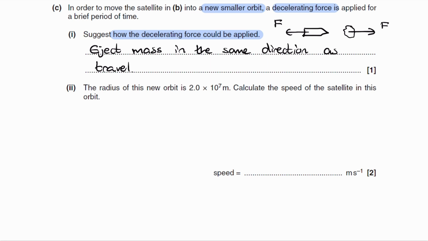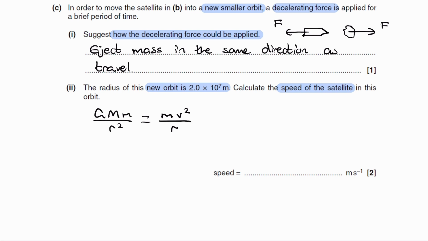And then finally, for part 2, the radius of this new orbit is 2 times 10 to the 7. Calculate the speed of the satellite in this new orbit. So we can use the same equation from before, equate the gravitational force to centripetal force. For a lot of circular motion questions, or for a lot of gravitational fields questions that have circular orbits, you often want to equate gravitational force to one of the centripetal force equations, and then rearrange for whatever we're trying to work out.